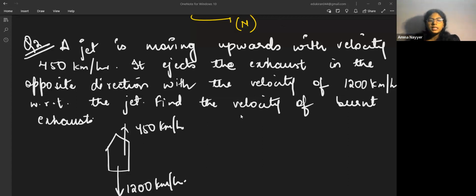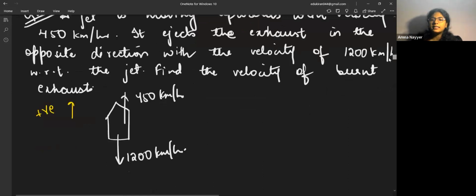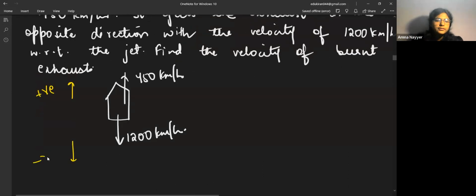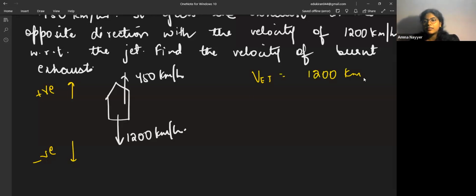Let's take one sign convention. Let's take upwards as positive and downwards as negative. The velocity of exhausts with respect to the jet is 1200 kilometers per hour, given in the question. You have to mention whether it is upwards or downwards, then only I'll understand which direction you have written correctly. Here it is downwards.